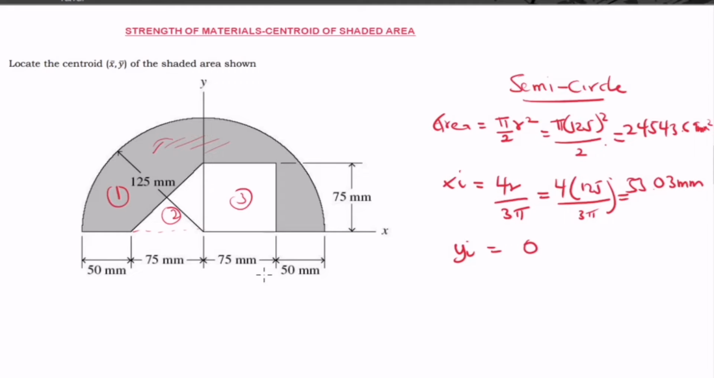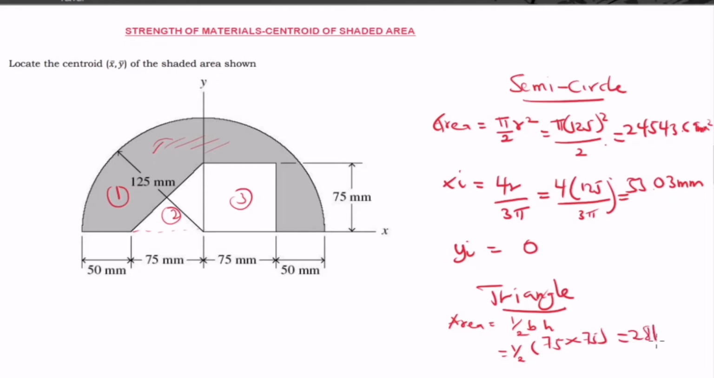Now let's move on to the second shape, which is the triangle. Finding the area of a triangle, you know the area is equal to half base times height, right? So you have half times the base, the base is 75, and the height is also 75. When you do that correctly, you're going to have the area to be 2812.5 millimeters squared.